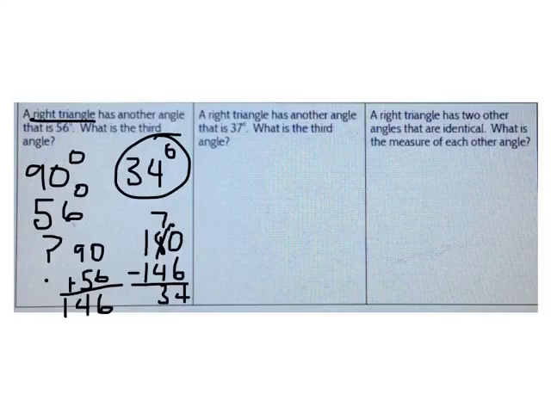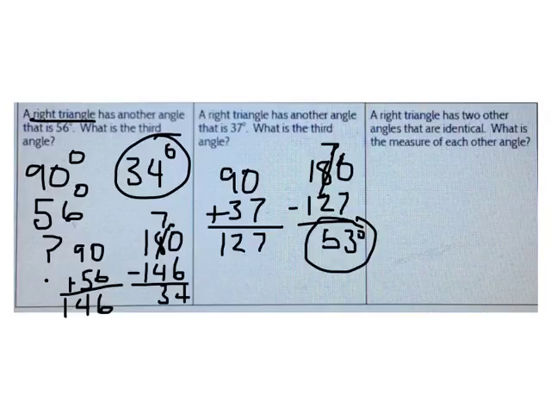A right triangle has another angle that is 37 degrees. What's the third angle? Solve for that now. The third angle is 53 degrees. 90 plus 37 is 127. 180 minus 127 is 53 degrees.